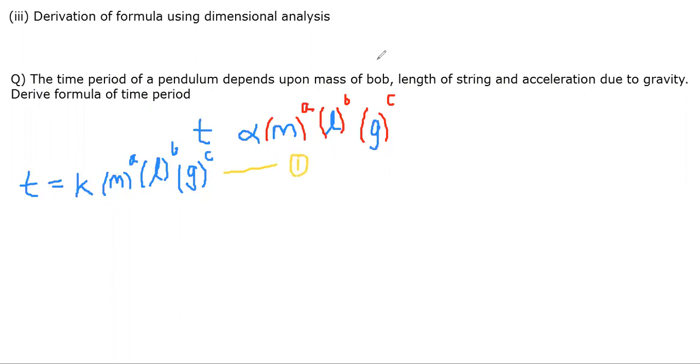Easy. Now, after this step, you have to convert each and every quantity into its dimensions. The dimension of time is T, so make the bracket of dimension and write T. Equal to the constant, which does not have dimensions. Like the example of half mv square we did in the last video, half does not have any dimension. A constant does not have any dimension. Then m to the power a: the dimension of mass is M, so M to the power a.